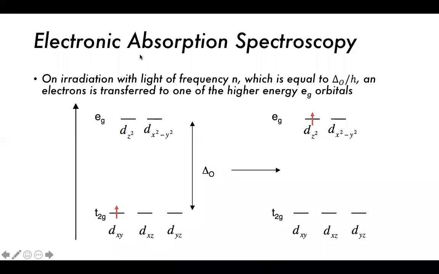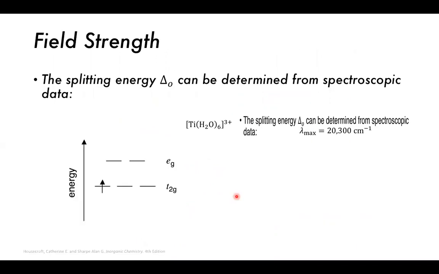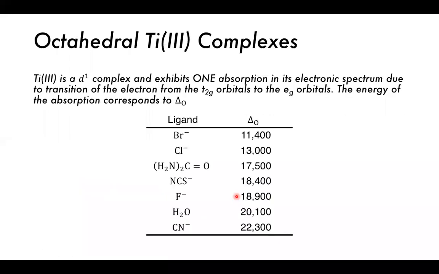So on the irradiation with light at frequency nu, which is equal to this delta O over h, an electron is transferred to one of the higher energy eg orbitals. And so that energy corresponds to a particular wavelength. So the field splitting energy, delta O, can be determined from spectroscopic data, obviously, because that transition is an absorption which can be recorded at a particular lambda max. And that, of course, can be fed back into the energy.